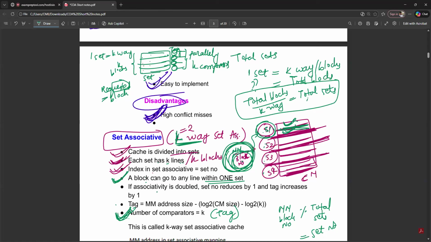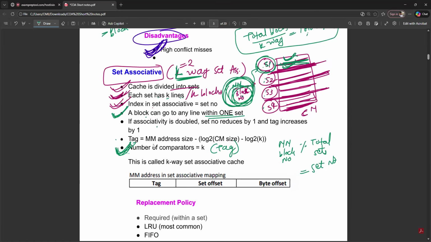And I have told here that a block can go to any line within one set. So if a set is k-way, you have to compare with the k blocks. That's why the number of comparators is equal to k, and this is called the set associative cache.